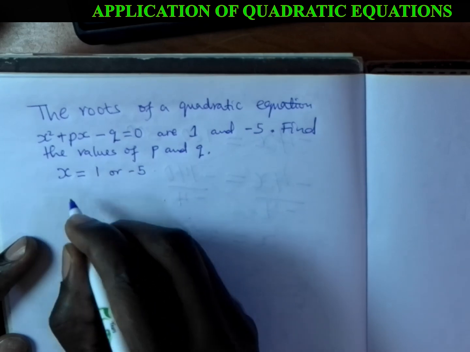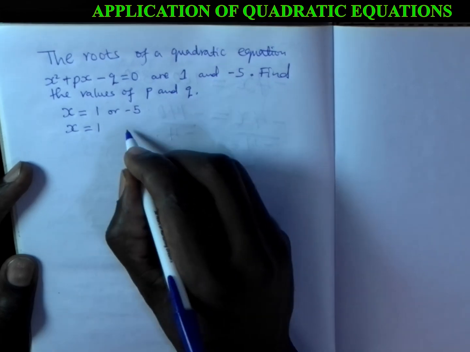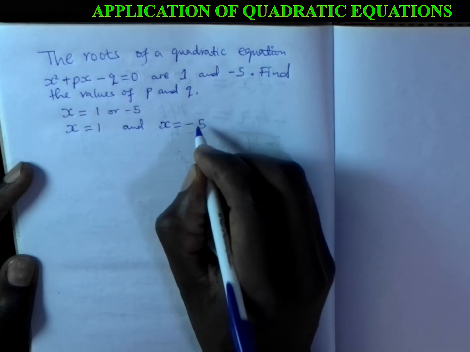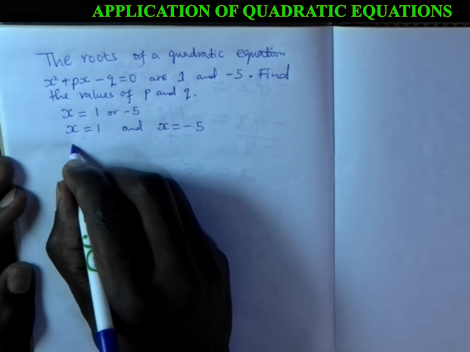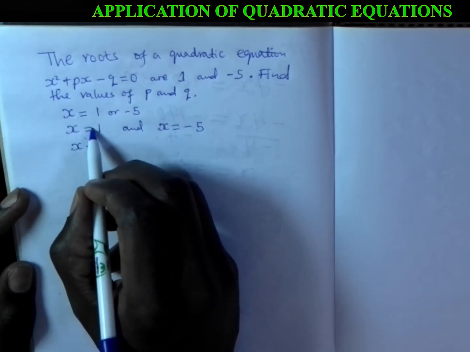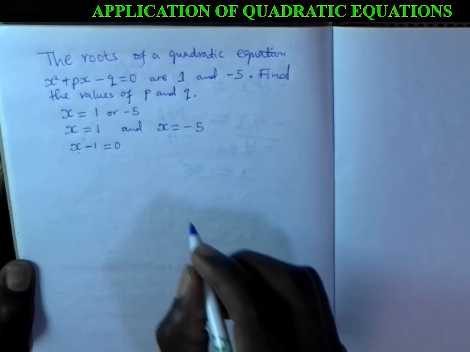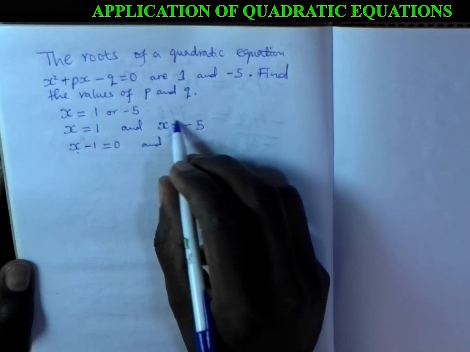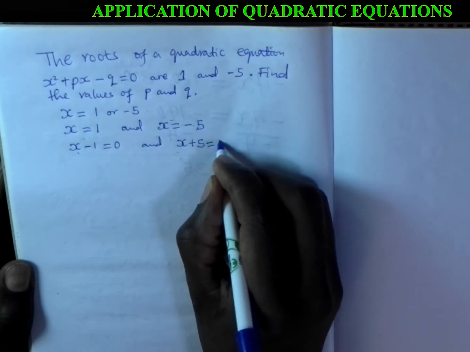If that is the case, let us write x is equal to 1 and x is also equal to minus 5. This can be written as x minus 1: subtract 1 on both sides, we have x minus 1 is equal to 0. And the other one, add 5 to both sides, so we get x plus 5 is equal to 0.